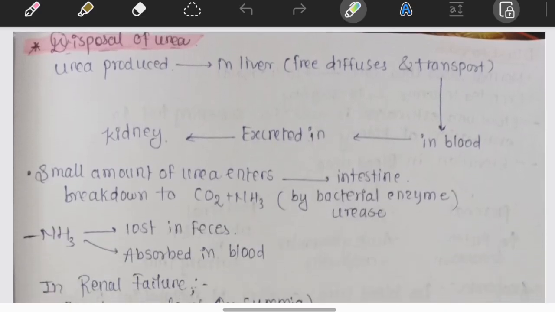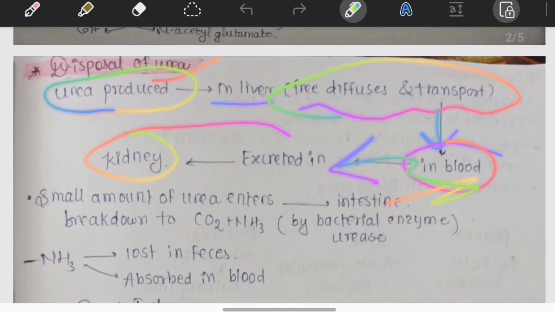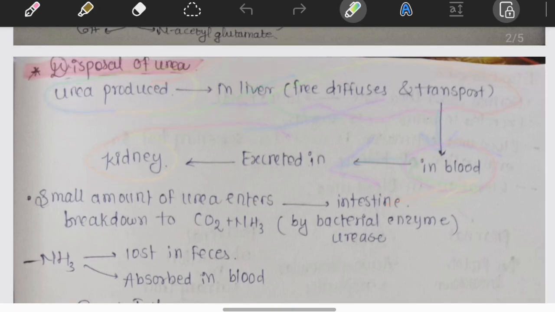Next we will see about the disposal of the urea. Urea produced in the liver freely diffuses and is transported into the blood, then excreted through the kidneys. It is the disposal of the urea.